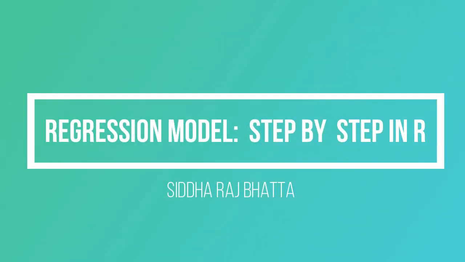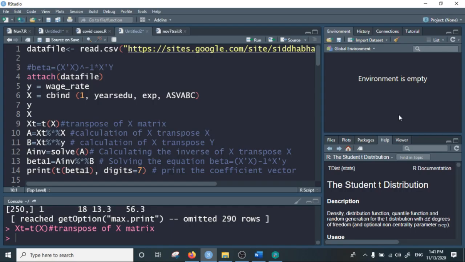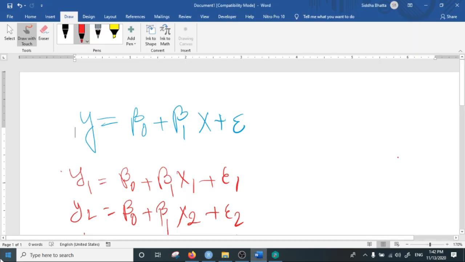Hi, in this video, I will explain how we can estimate regression models manually in R. Before doing the calculations manually, let me first explain how we can express the regression model in terms of matrices.